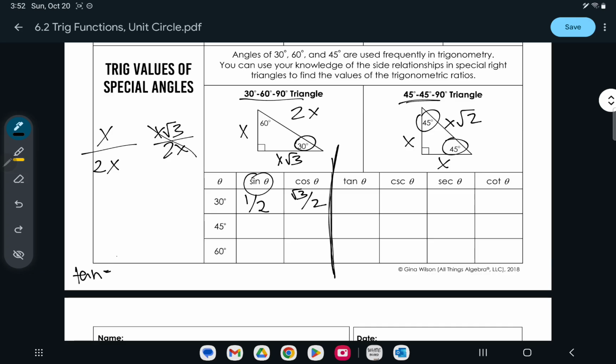Tangent. That is sine over cosine. So tangent is 1/2 over root 3 over 2. I've always learned that a fraction over a fraction is big C over little c. So big C is 2 times 1, which is just 2. And little c is 2 root 3. Well, the 2's cancel out. I'm left with 1 over root 3, which we don't like. So it's just root 3 over 3.